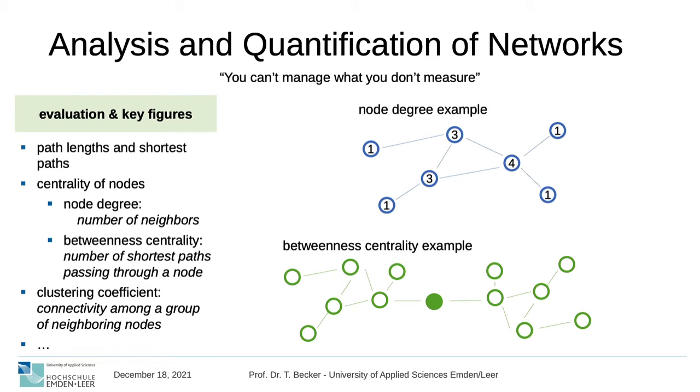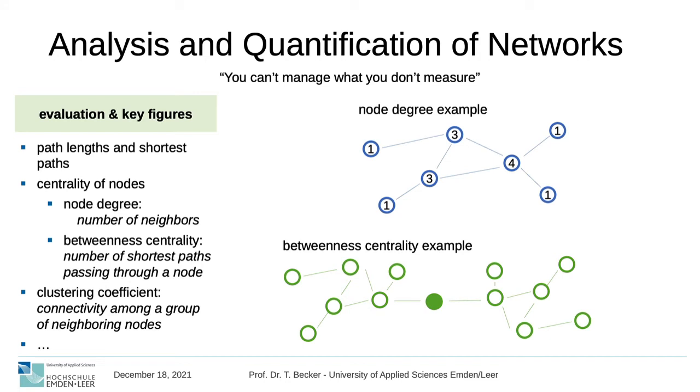We have, for instance, the path lengths and shortest paths that are usually calculated when looking at networks. That means we can figure out how quickly are two items in the network connected with each other, what are the shortest paths to make them connected. The second thing is the whole family of centrality figures. We can check the centrality of nodes, and we can use rather simple and straightforward calculations like the node degree. That means we just count the number of neighbors of a node to determine how important it is in the network. But we could also use more sophisticated key figures like the betweenness centrality.